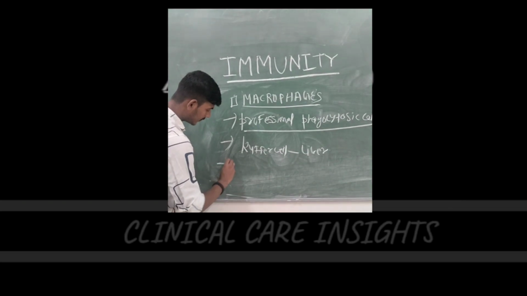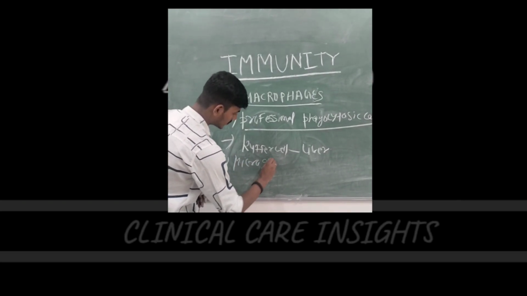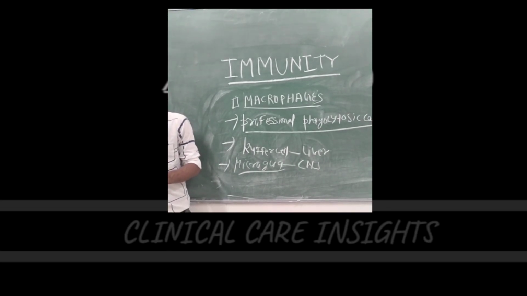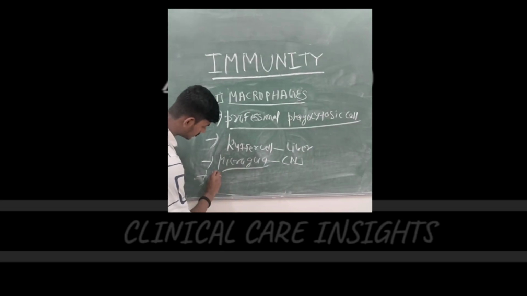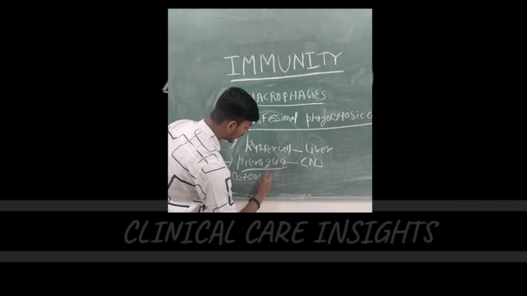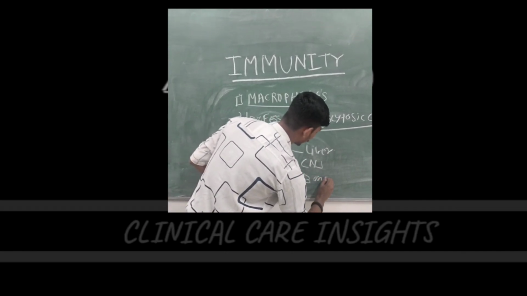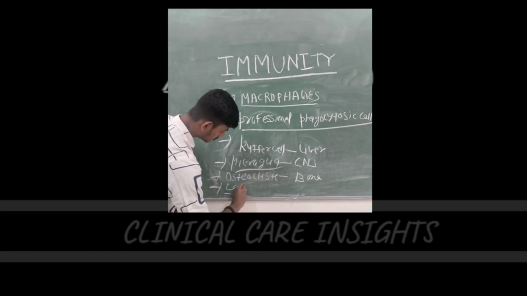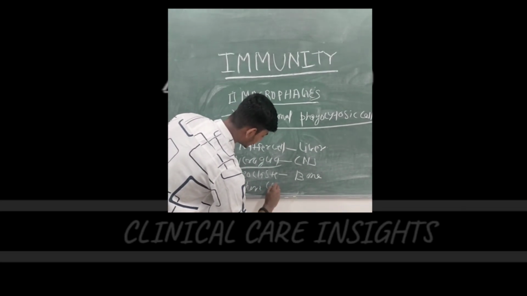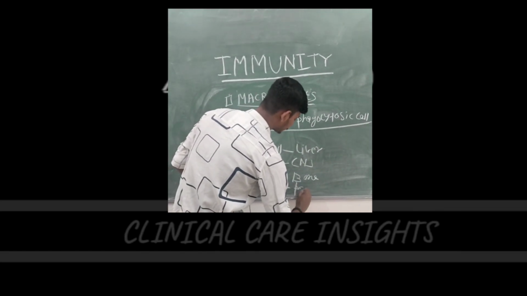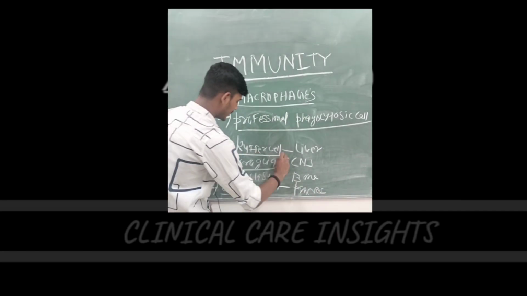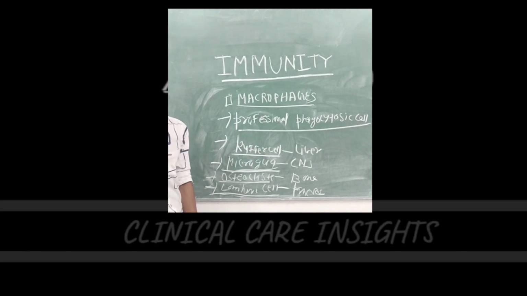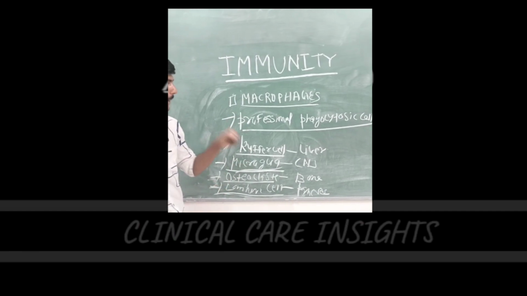Then we have microglial cells present in the central nervous system. Then we have osteoclast. Where is osteoclast present? It's present in the bone. And we have Langerhans cells present in our pancreas. So all these Kupffer cells, microglial cells, osteoclasts and Langerhans cells, what are they? They are the macrophages, which are involved primarily in the engulfing of bacteria.